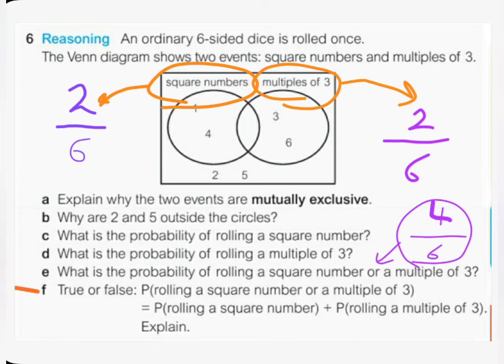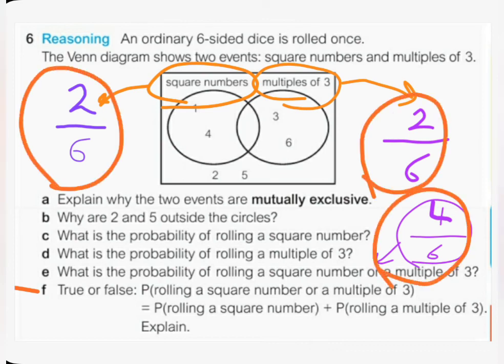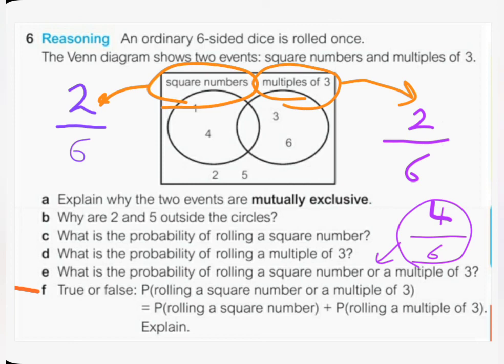Now, last question here, F, says true or false. The probability of rolling a square number or a multiple of 3, which is this one, equals the probability of rolling a square number, which is this one, plus the probability of rolling a multiple of 3, which is this one. Now, what do you think? Is it correct? Very good, it is. When we add this and this, we will get this. So the sentence is correct.